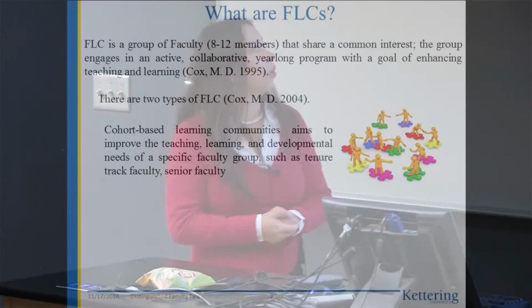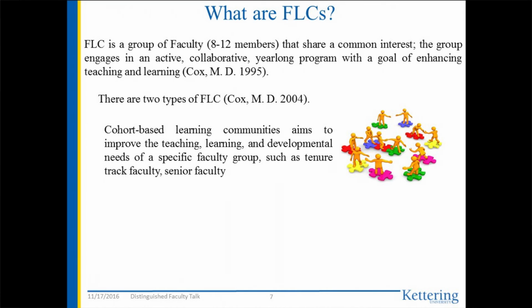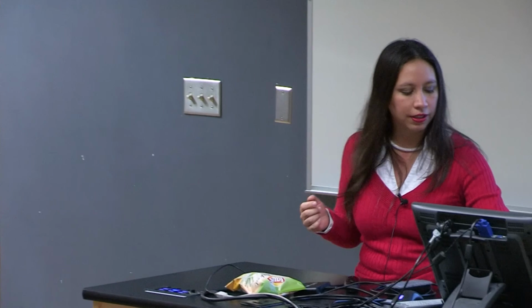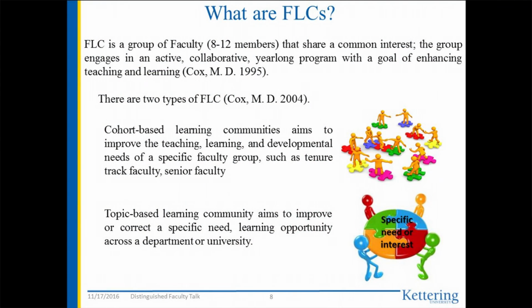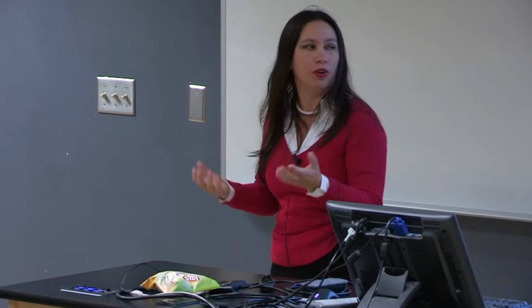So there's going to be two different types of FLCs. The first one is cohort-based. So this is aimed to improve the teaching and learning of a group of faculty that is very specific. So for example, junior faculty, senior faculty, or faculty that uses technology. So that's one type. The other type is going to be topic-based, which is going to occur when there is a particular topic that faculty is interested in, and then they will all get together and try to solve it, or they will aim to correct whatever that is.